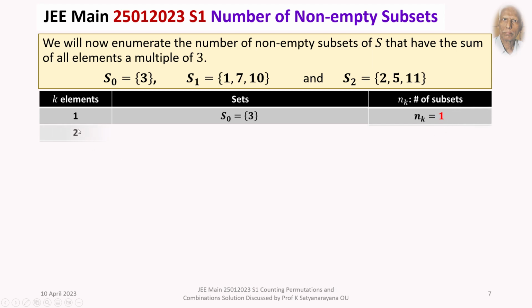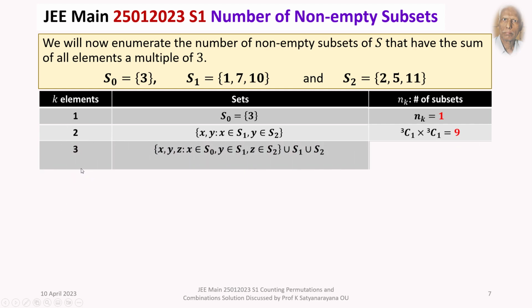So let us take 2 elements. So that means the set consists of x, y, where x belongs to S1, y belongs to S2. We have already seen any one element from S1 and any one element from S2 when added is a multiple of 3. So x is from S1. That means how many ways can you select one element from S1. So out of 3 elements choose one element, 3C1, and here also 3C1. So 3C1 multiplied by 3C1, that is 9.